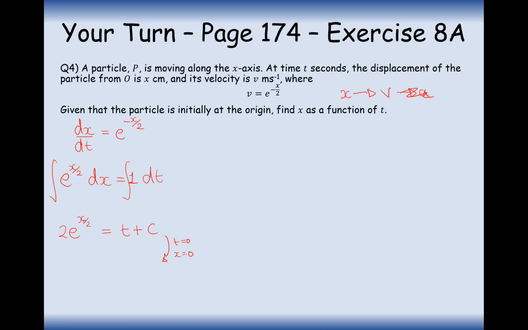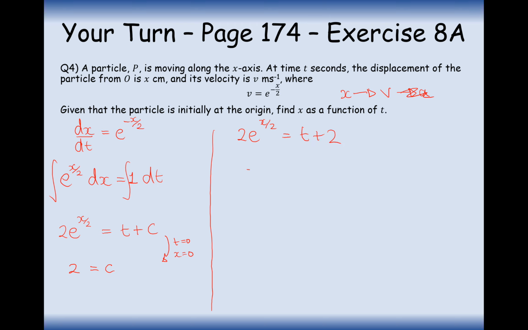So set x equal to 0, that's going to make it e to the 0, which is 1, times it by 2, you get 2. So t is 0, so c equals 2. So this is going to equal then 2e to the x over 2 equals t plus 2.